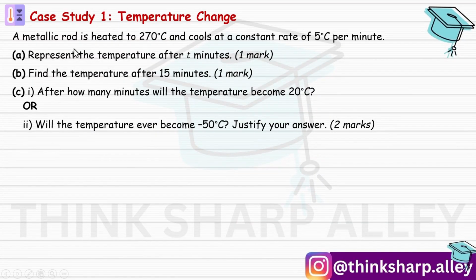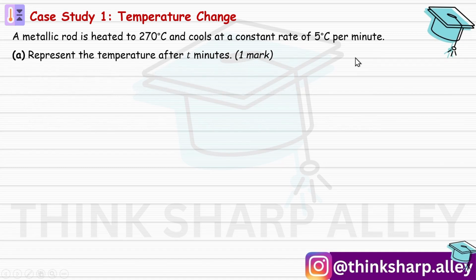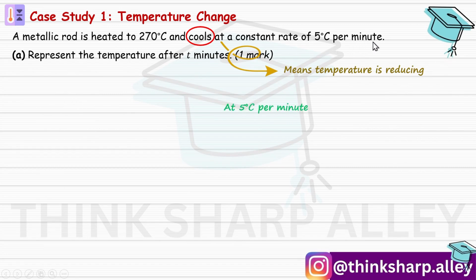Case study 1. A metallic rod is heated to 270 degrees Celsius and cools at a constant rate of 5 degrees Celsius per minute. Before I solve, pause and think. Here the word cools means the temperature is reducing at a constant rate of 5 degrees Celsius per minute. That means after 1 minute, what happens? Does the temperature increase or decrease? It decreases, right? So, temperature after 1 minute is going to decrease by 5.